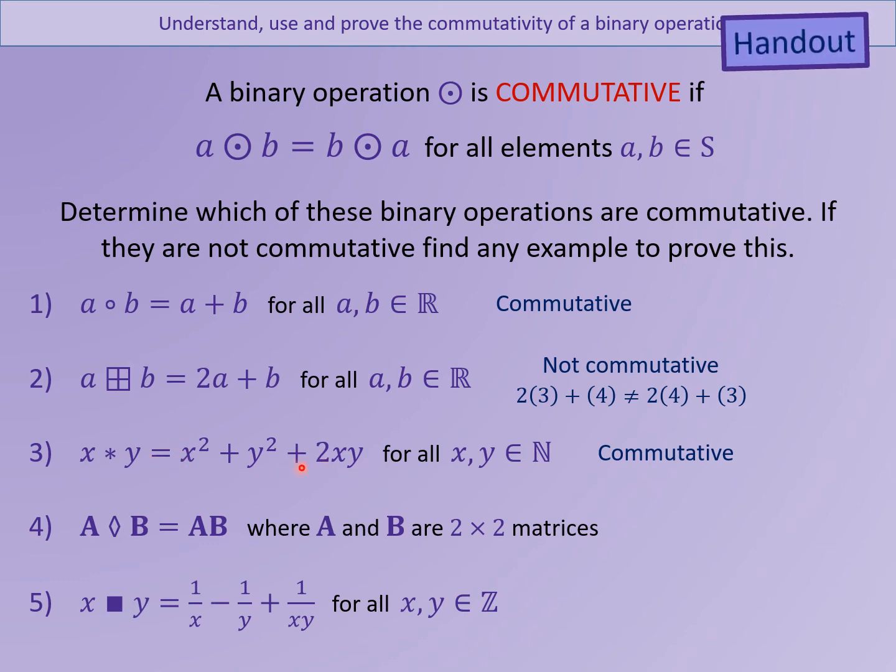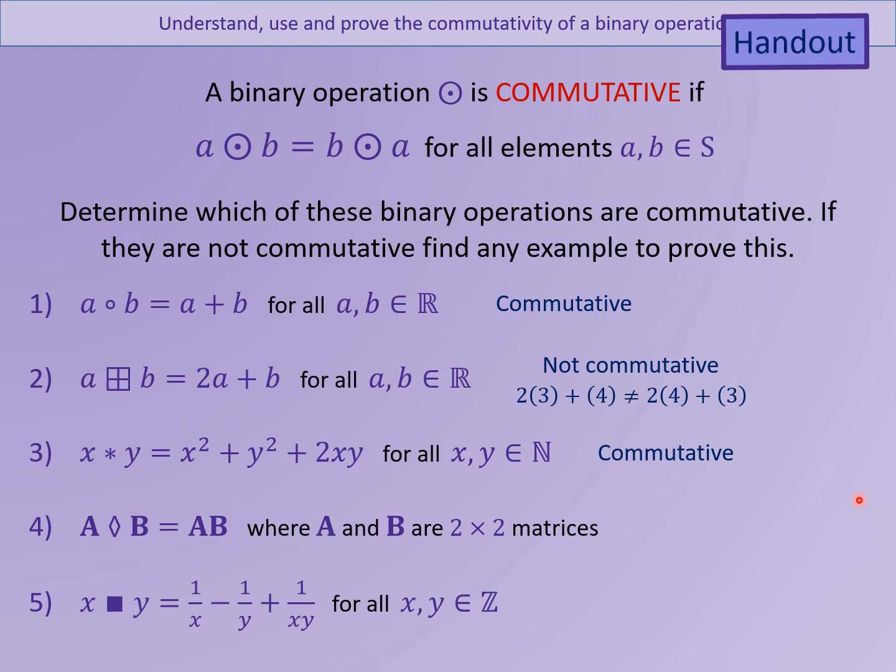This can be shown algebraically. X squared plus y squared would be the same as y squared plus x squared, so interchanging x and y here. 2xy, because multiplication is commutative as well, interchanging x and y would give the same answer.